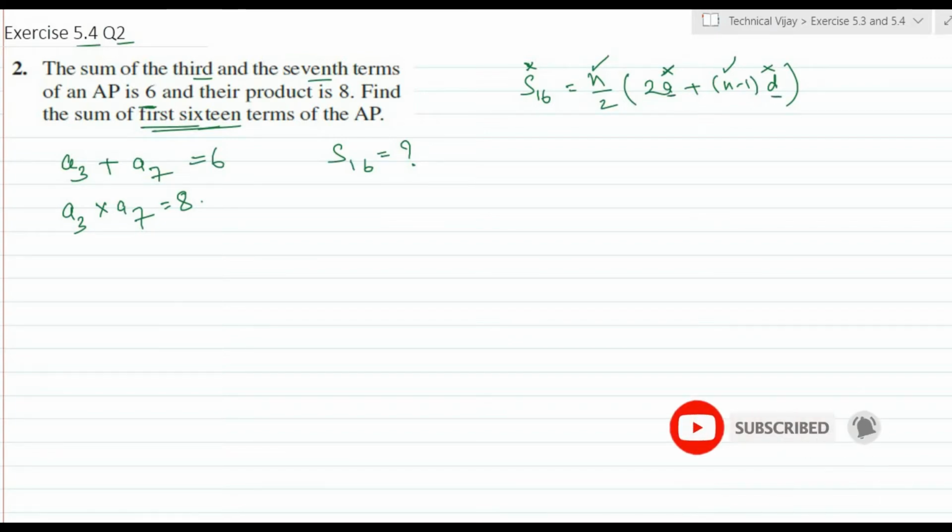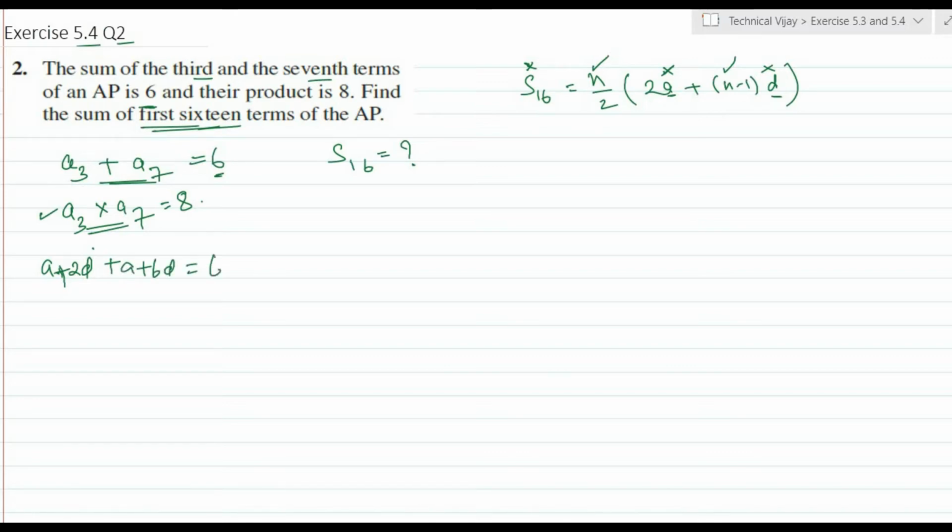Okay, that can be calculated by using this. So here a3 plus a7 is equal to 6. So a plus 2d plus a plus 6d is equal to 6. So 2a plus 2 plus 6, 8d, is equal to 6. So 2a is equal to 6 minus 8d. So a is equal to (6 minus 8d) divided by 2. So a value we have got. So this one we will substitute in this equation.